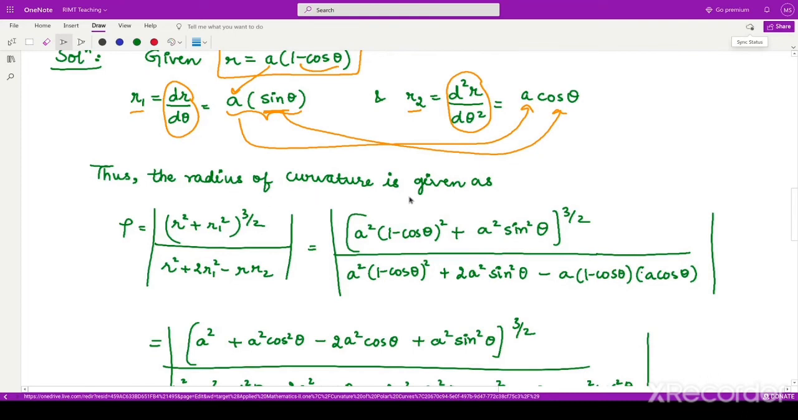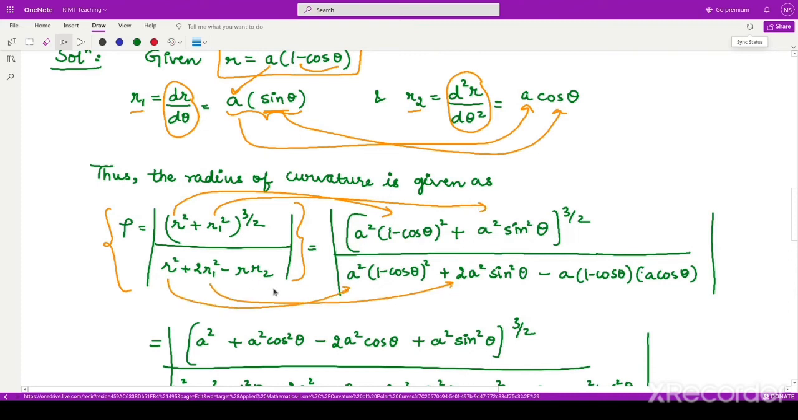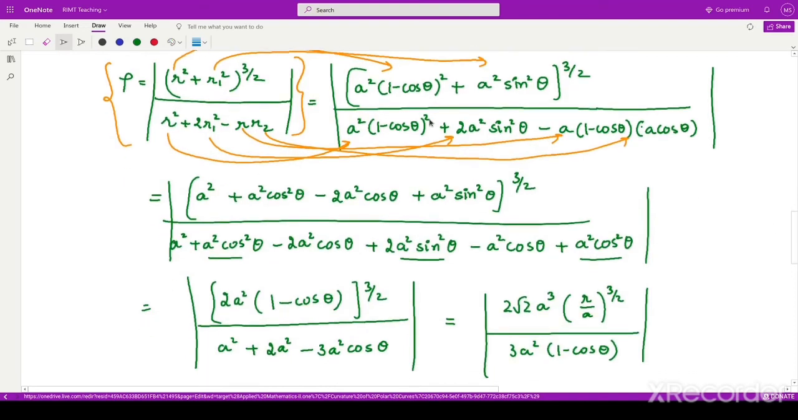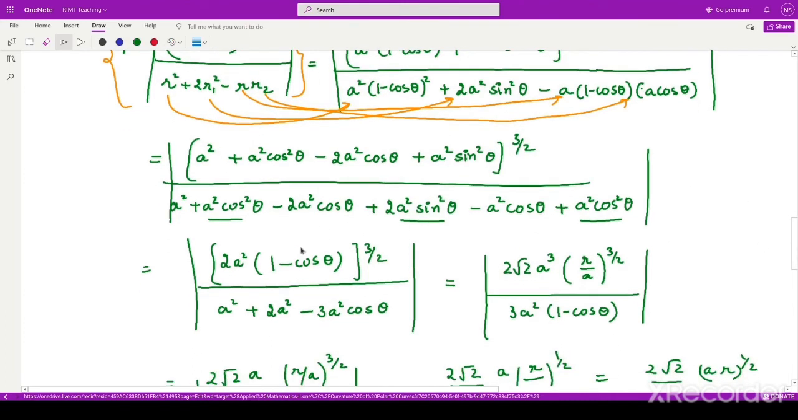So what is the radius of curvature? The radius of curvature is given using this relation. So we substitute the value of r given in the question, the value of r1 that we have just calculated, and r2. After substituting all these values, you can simplify it a bit. We can open up all the brackets. So we have a square plus a square cos square theta in this term, and in the denominator also we can open up all the brackets. You see this term and this term give you a square.